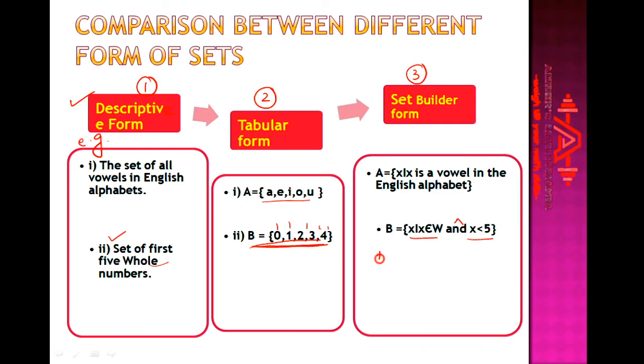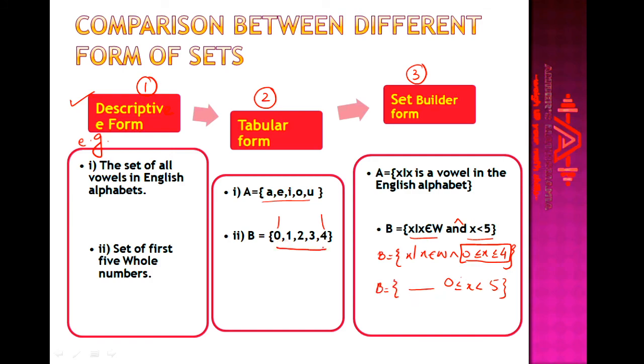Or we can also write it like that, B is equal to x, where x belongs to W, and 0 less than or equal to x less than or equal to 4. So this starts from 0 and ends at 4. Here in the range part we have written the initial and the last one, or it can be written as 0 less than or equal to x less than 5, because all these numbers are less than 5 and start from 0. We can write this as well.